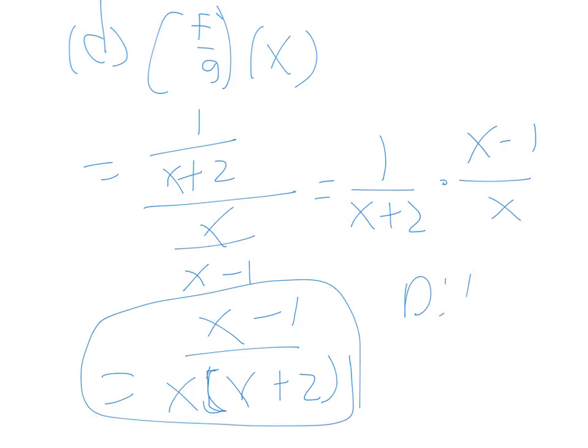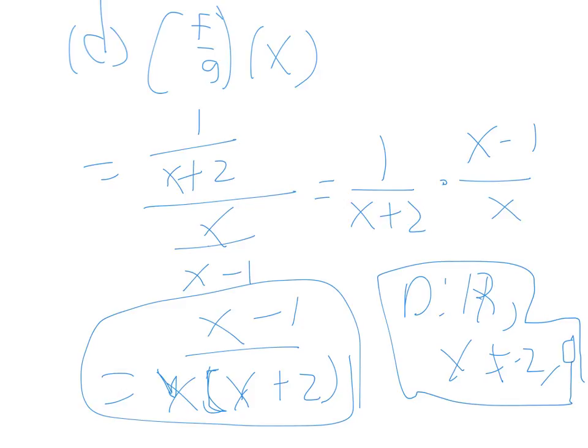And the domain would be all real numbers, except the values that make the denominator 0. In this case that would be negative 2, or if you plug in 0 for x, this first value here would become 0, which would make the denominator 0. So the values of x that are not in our domain would be negative 2 and 0.